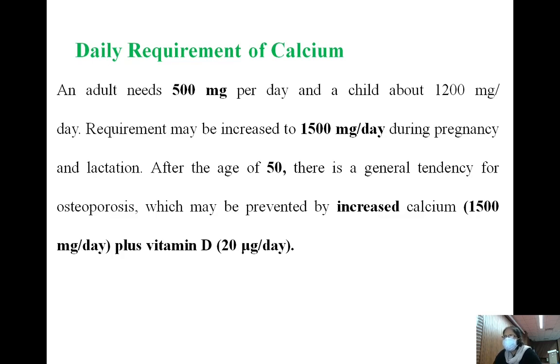Okay, calcium. The requirement may be increased to 1500 mg per day during pregnancy and lactation. After the age of 50, there is a general tendency for osteoporosis, which may be prevented by increased calcium, that is up to 1500 mg per day, plus vitamin D, 20 microgram per day.